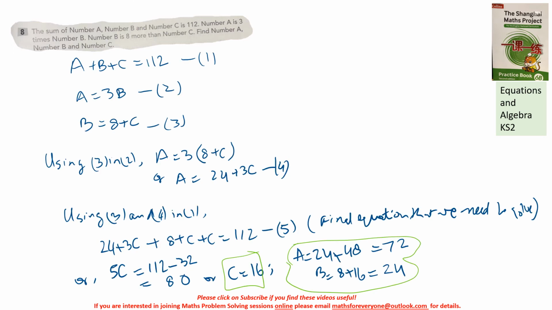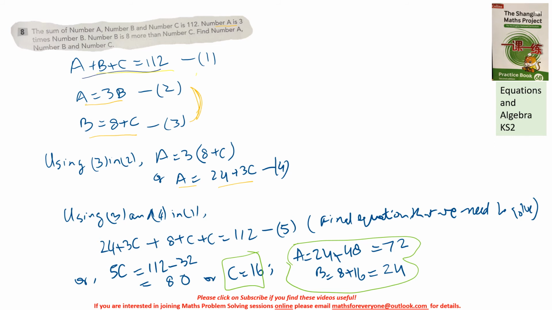So this is very straightforward. We know that the sum of the three numbers is 112, so I put in that. Next I have the relations between the numbers. Number A is 3 times number B, so A is 3B. B is 8 more than number C, so B is 8 plus C. Using 3 and 2, to express one in terms of the other, we get A is 3 times 8 plus C, or A is 24 plus 3C.